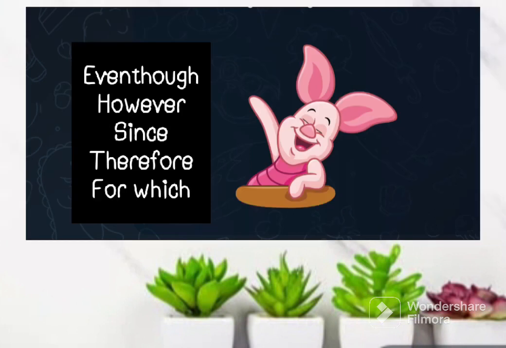Here I want to introduce some terms which are already familiar to you. You are using them as connectives in the OET letter. That is nothing but even though, however, since, therefore, and for which. So these connectives are all very familiar in the OET letter. I will repeat them for you: however, even though, since, therefore, for which.